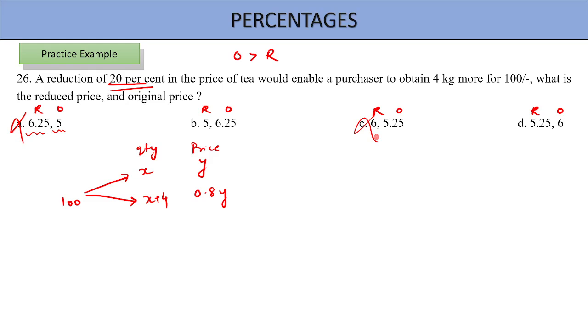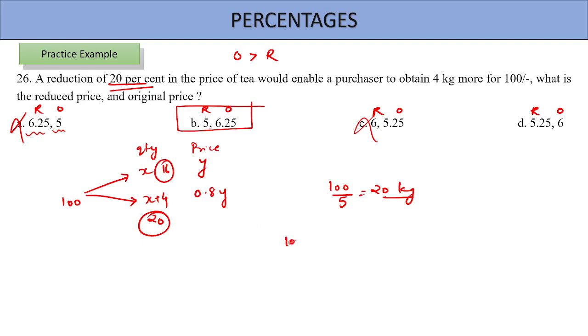So now you are left with only two options. Okay, so try with option B first. They are telling that your reduced price is 5 and your original price is 6.25. So consider the reduced price as 5. If the reduced price is 5, I am able to purchase 20 kg. So this will be 20 kg and this should be 16.